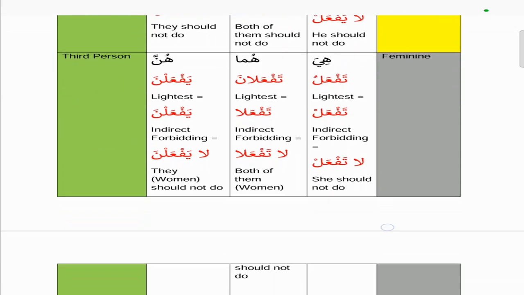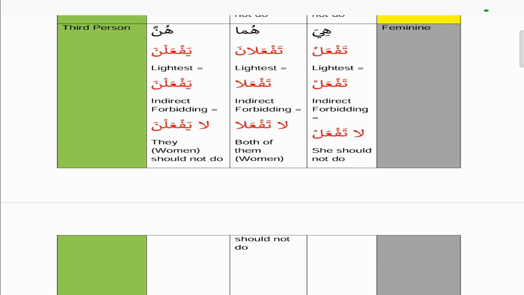And then the hiya version, which means she, feminine, so taf'alu is the normal, and then to turn the dhamma on the lam into a sukoon to make it taf'al, that's the lightest version, and then add the la in front to make la taf'al, which means she should not do.